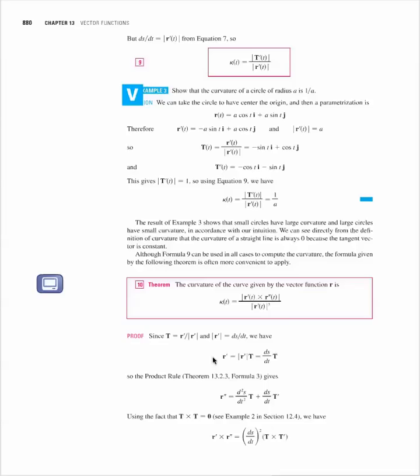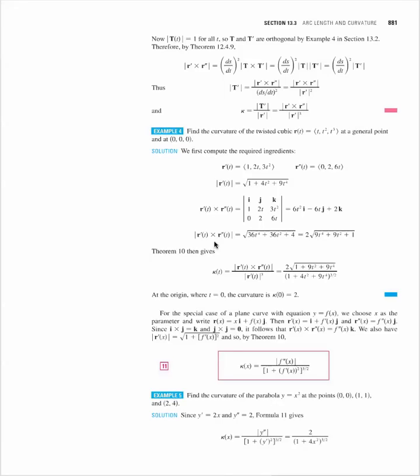Going on to the next page, we have a couple more formulas on this page that we could actually use to compute curvature. I really like Theorem 10 as my go-to of how to compute curvature, although box 9 can be useful too. You don't have to worry about the proof of Theorem 10. You might want to look at example 3 where they compute the curvature for this circle. On page 881, they have an example of finding the curvature of another curve, which is nice.